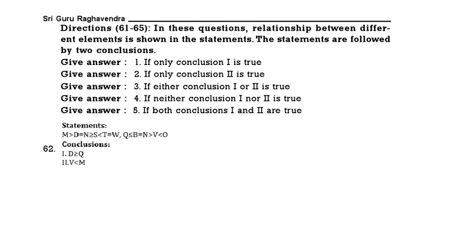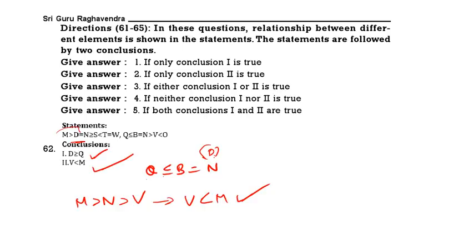First one, D greater than or equal to Q. See here, Q less than or equal to B and B is equal to N and N is equal to D. Therefore, Q less than or equal to D, or D greater than or equal to Q, definitely follows. The second one, M greater than N, N greater than V. Therefore, we can say M greater than V or V less than M. That also definitely follows. Both 1 and 2 follow.